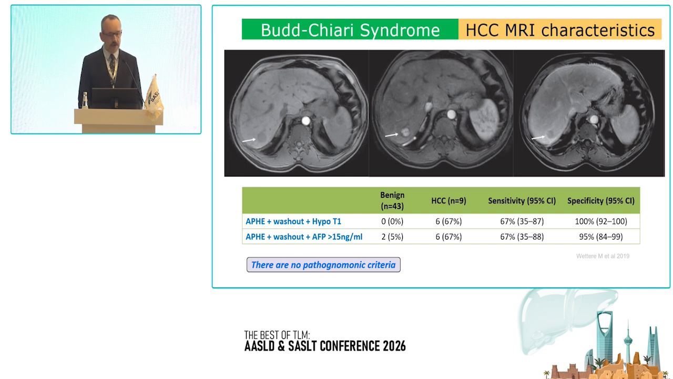So that's very important. There is another feature which is clinical. Hyperenhancing in the arterial phase, washing out, and alpha fetoprotein more than 15 nanogram per milliliter, that's 95% specific for HCC.